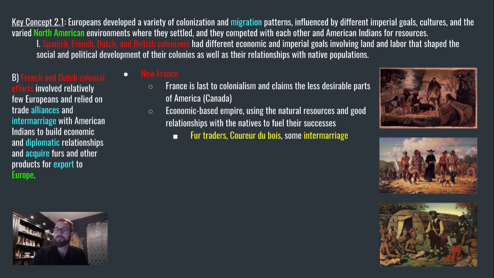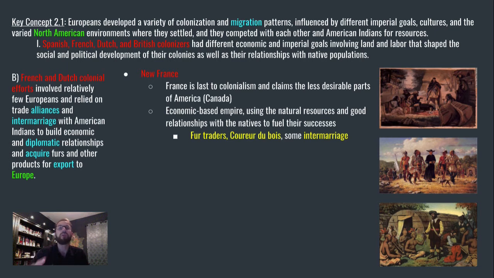Okay, the name for many of these fur traders was the coureur du bois. That means runner of the forest in French. So it means that they're going through the forest dealing with the natives, and some chose to stay there. And remember, because they had better relations with the natives, that resulted in some intermarriage as well.